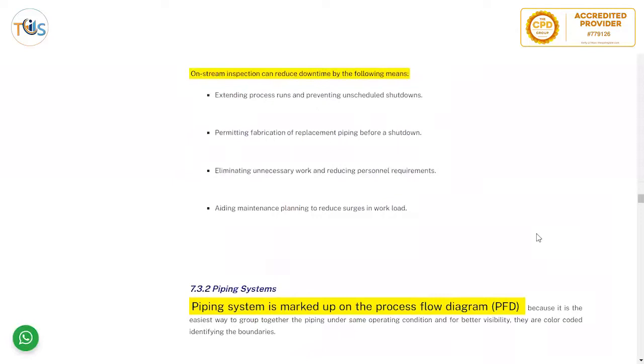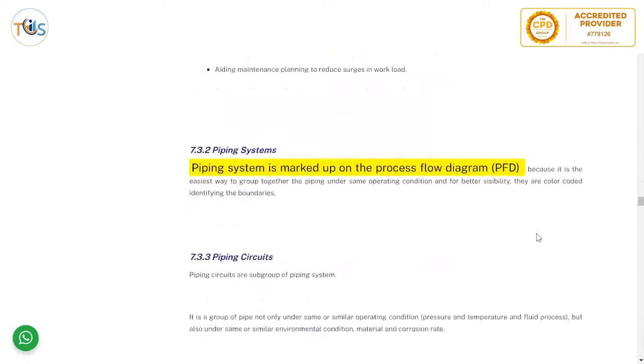On-stream inspection can reduce downtime by the following means: extending process runs and preventing unscheduled shutdowns, permitting fabrication of replacement piping before a shutdown, eliminating unnecessary work and reducing personnel requirements, aiding maintenance planning to reduce surges in workload.